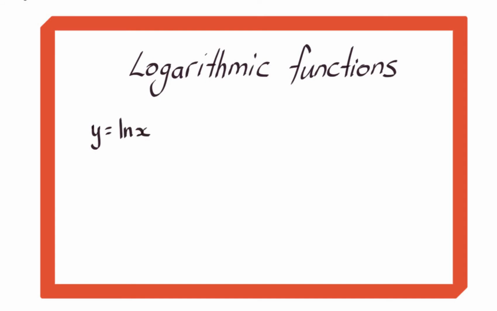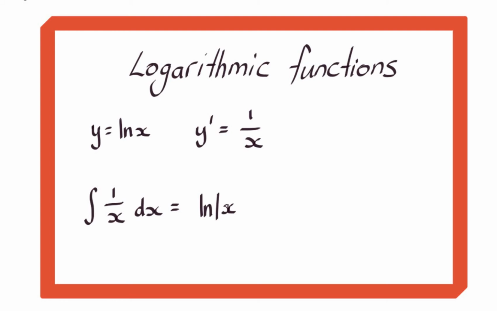Now you've seen previously that the derivative of ln of x is the hyperbola function, 1 on x. This means that if we go the other way and we integrate the 1 on x function, we get ln of x. Well, almost. We actually get ln of the absolute value of x, and then we have our constant of integration.